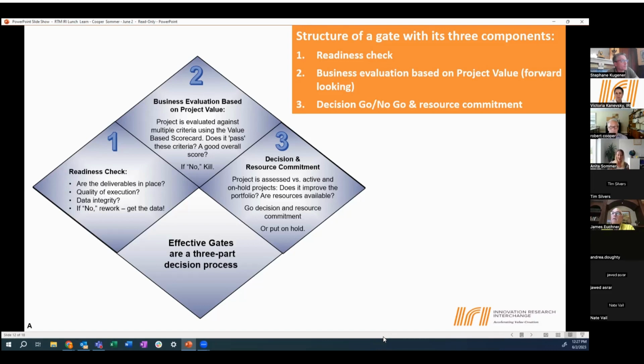The first one seems simple: readiness check. Do you have the deliverables in place? Do you have the quality of the execution? Do you have the data? If no, you don't want to do the gate meeting, you want to do rework and get the data. And I think also, Bob, you shared how many companies go into gate meetings without being well prepared. So there's something around the structure here, making sure that you're actually ready to go in and make a decision based on data. So that's the first step.